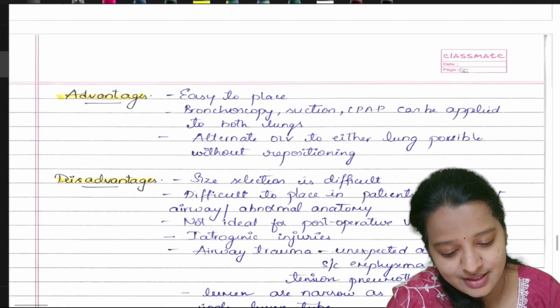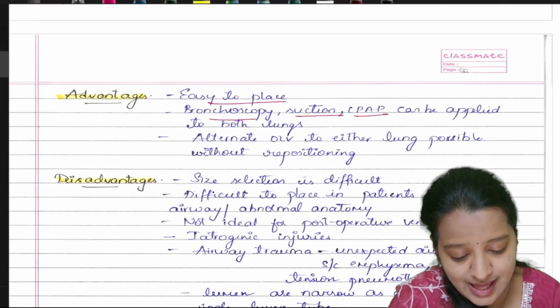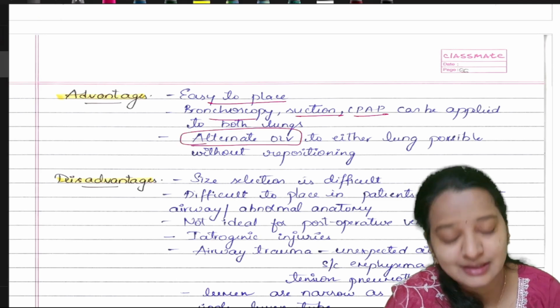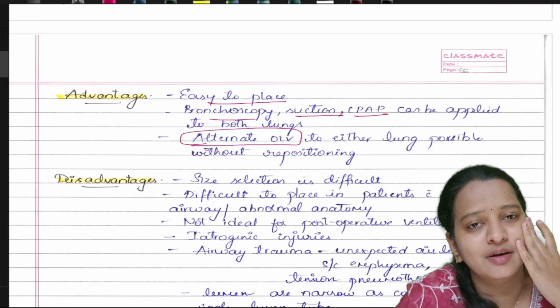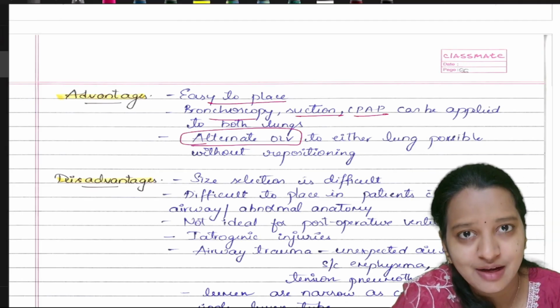What are the advantages? They are easier to place. We can go for bronchoscopy, suction, and CPAP can be applied, and we can alternate the one lung ventilation to either lung. Once I have done right lung ventilation, now I can alternate it with left lung ventilation also.